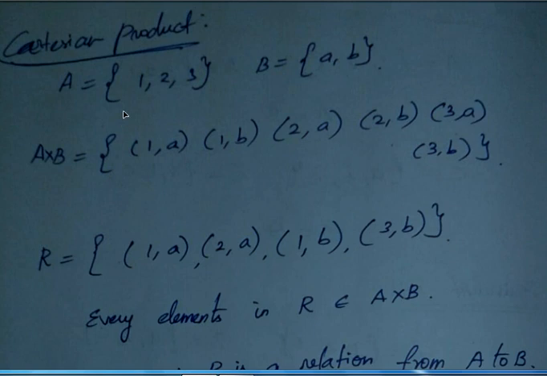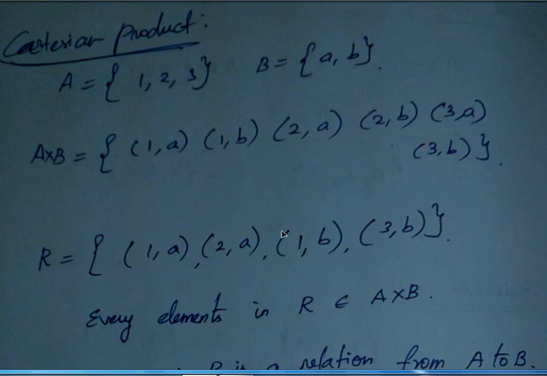A cross B is equal to, we can operate the element 1 with the entire elements of the other set B. That means 1 comma A. We can join, we can write it as a pair. 1 comma A, 1 comma B, that is a Cartesian product, x comma y. Next 2 comma A, 2 comma B. Next 3 comma A, 3 comma B. This is the Cartesian product.